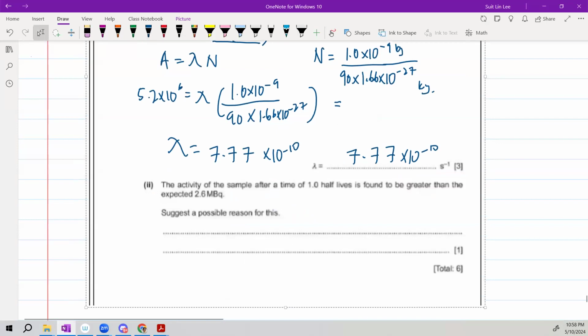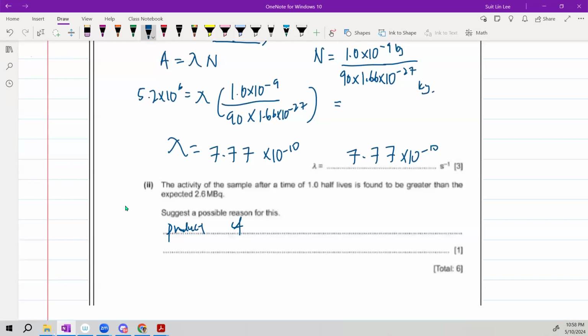This chapter is very maths. So it says here that the activity of the sample after one half-life is found to be greater. If the activity is greater, it's not because the detector didn't catch it. This is probably because the product of the decay is radioactive. So we haven't finished decaying yet, still have a product.